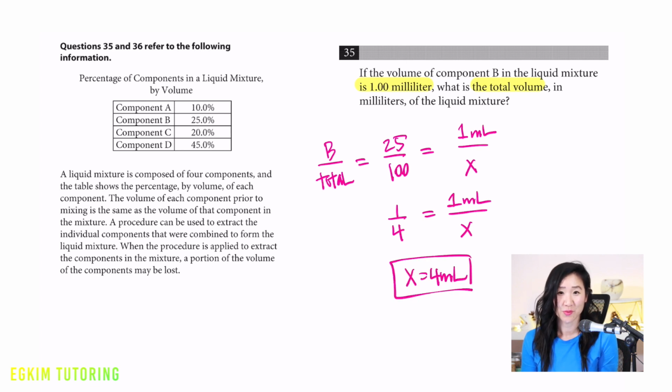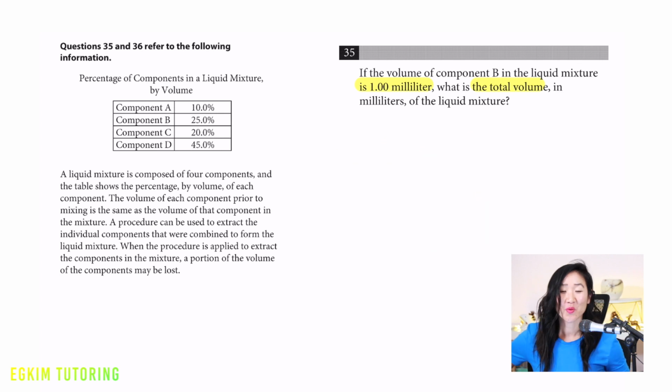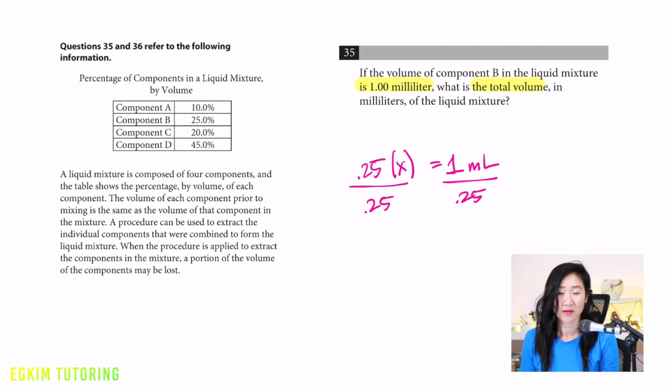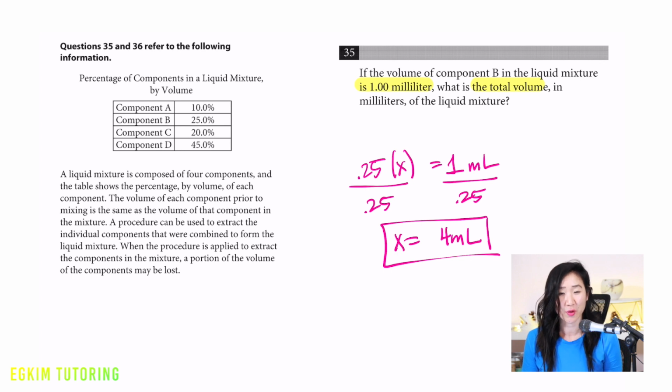I'm also going to do this the percent way. So with the percent way, we're still going to use the fact that component B is 25% of the whole volume. So we're going to say 0.25 of what total is equal to 1 milliliter. And from here, you can divide each side by 0.25, and now you have x is equal to 4 milliliters again. If you're comfortable with percentages, you can do it this way, but the ratio way is better if you don't know how to set up the equation.